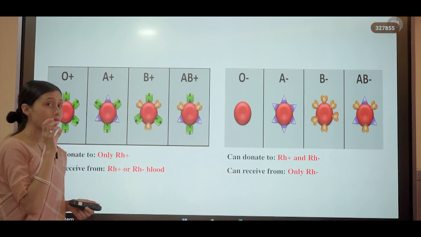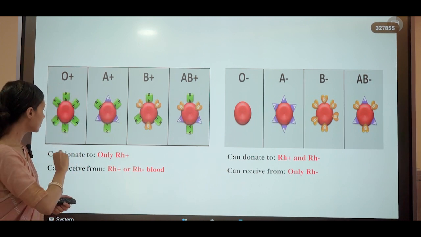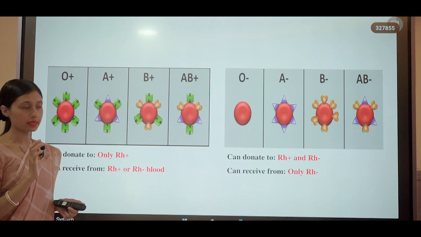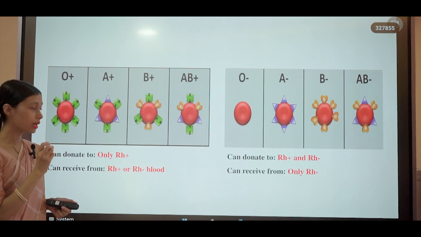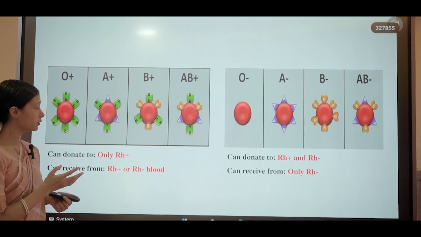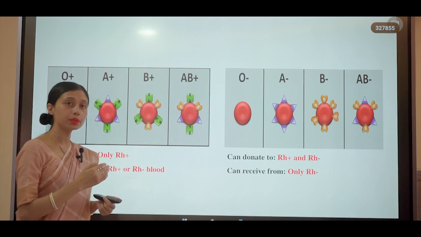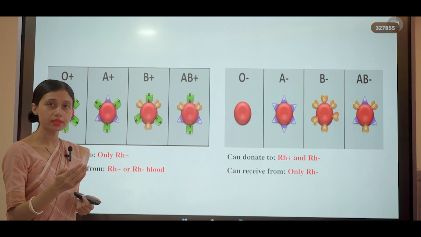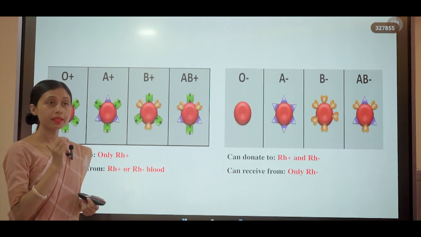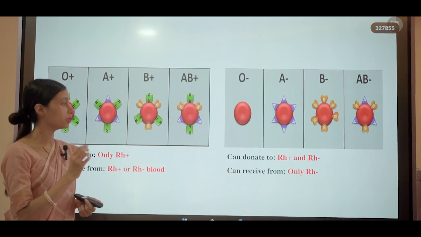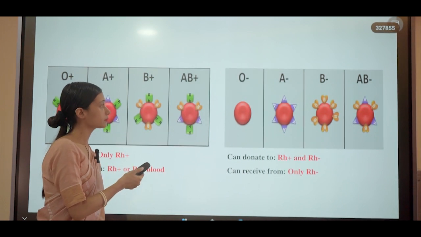So, Rh positive blood can be donated only to Rh positive blood type, but it can receive blood from both the Rh positive and Rh negative blood type. And the Rh negative blood can be donated to both the Rh positive and Rh negative blood type, but it can receive blood only from the Rh negative blood type.